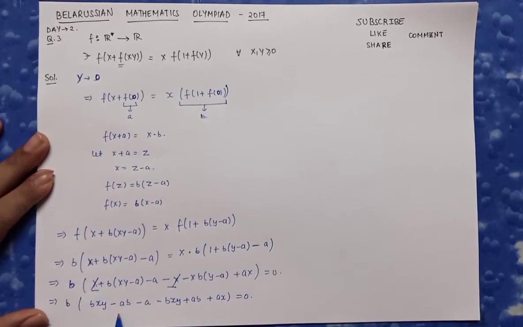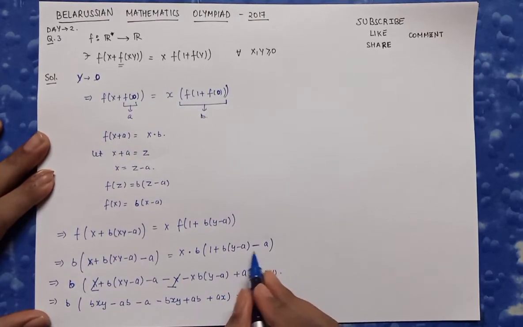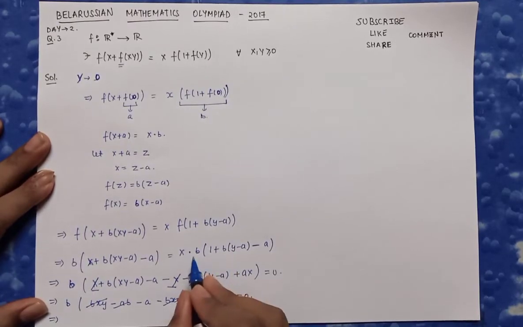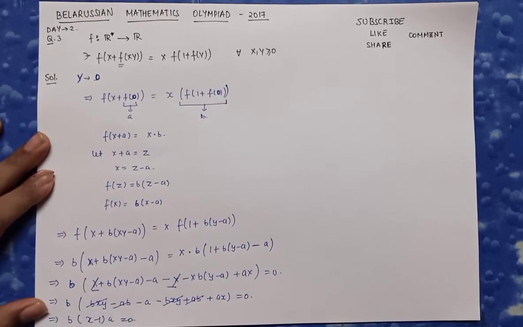Okay. Now what I am going to get here is, let's check the calculations once more. Bx minus by minus a. Okay, I think all are fine. Then bxy will get cancelled out. Then ab and ab will get cancelled out. Then we are going to be left with, here everything is fine. B x minus 1 times a equals to 0.